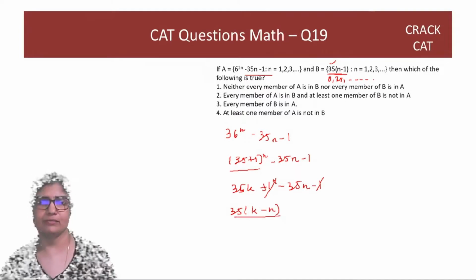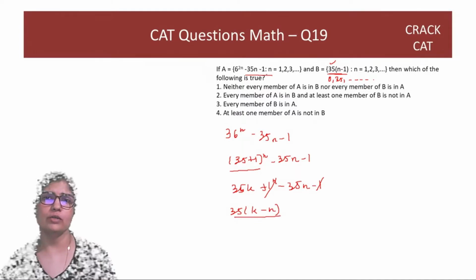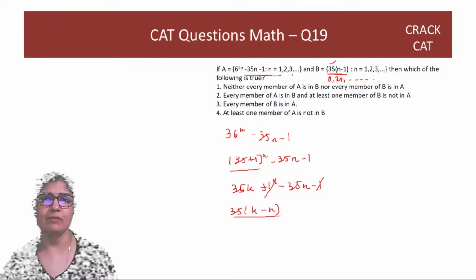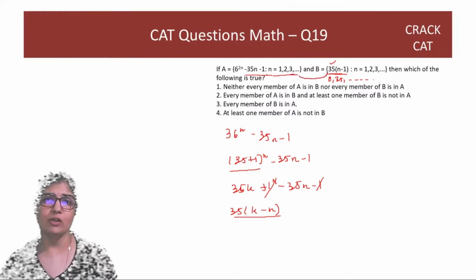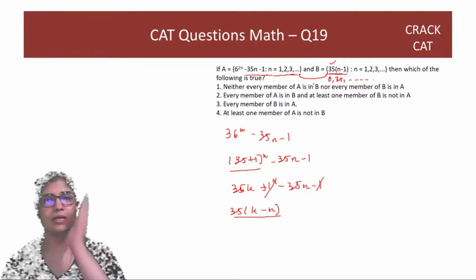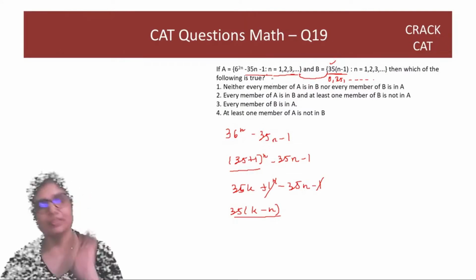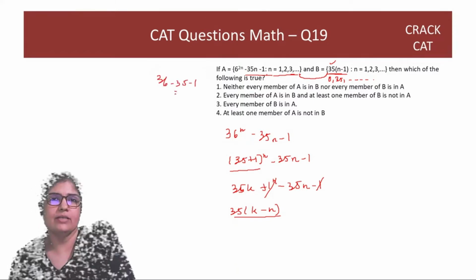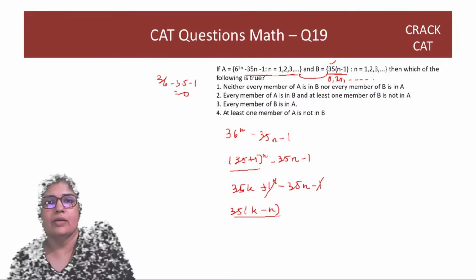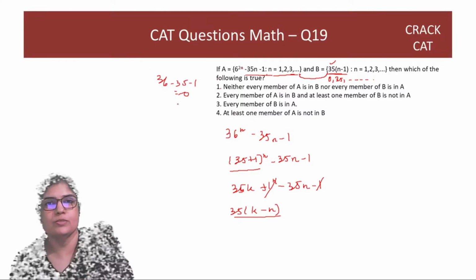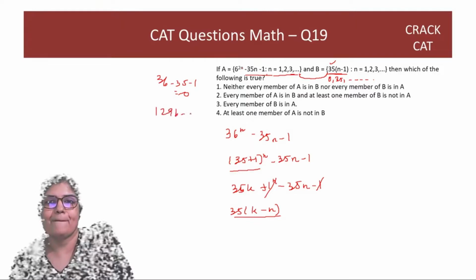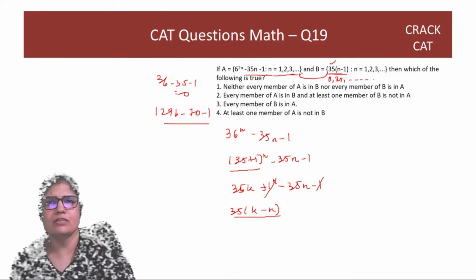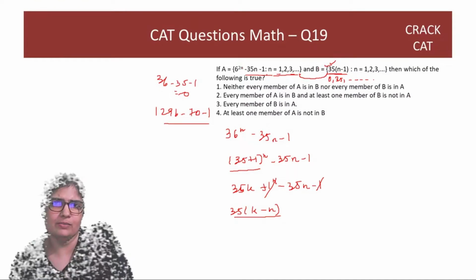Now we just need to check whether the smallest number is coming in this or not. Right? Because these are all multiples of 35. But all of these will not be of this form. Okay. So let's find out the smallest number here. What is the smallest number? When n is equal to 1, you get 36 minus 35 minus 1, you get 0. Okay. When n is equal to 2, you get 1296 minus 70 minus 1. So you get some positive multiple. So now onwards you'll just get positive multiples.